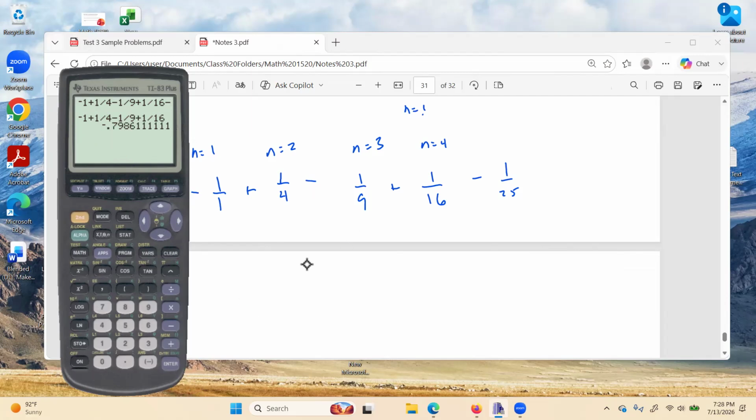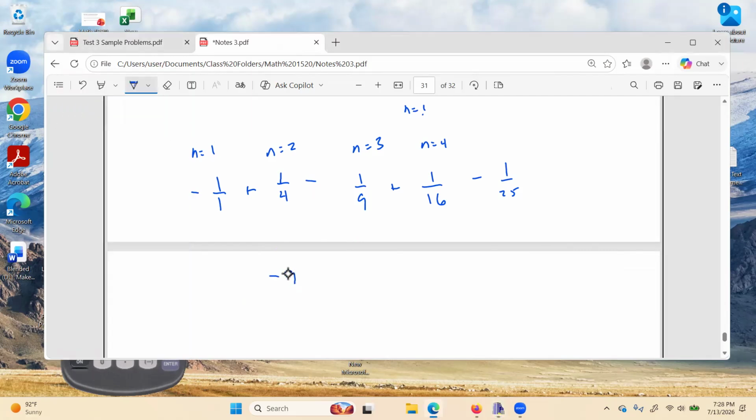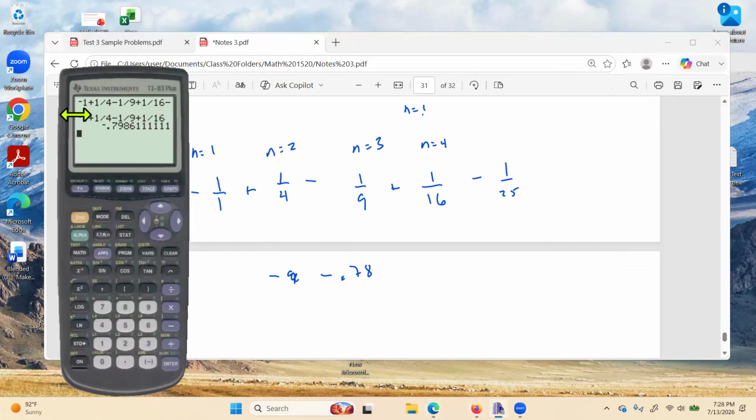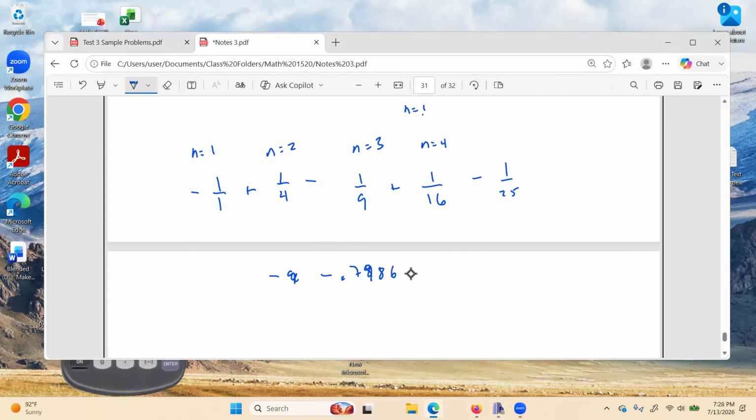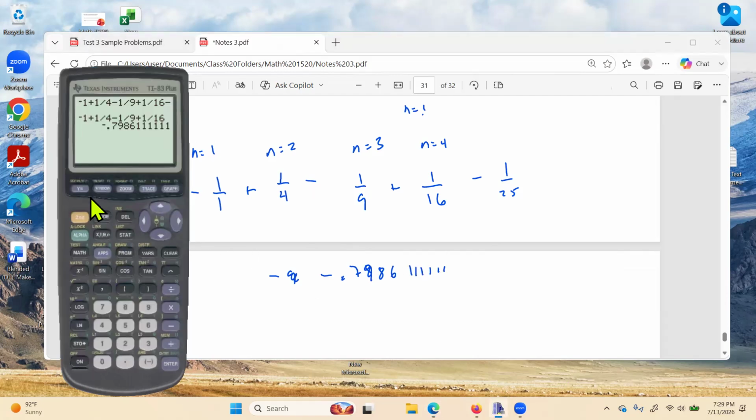Okay, so we have negative 0.7986111. I have to write these guys down here. Now I'm going to take that and subtract from it another 1 over 25. So I'm going to say minus 1 over 25.